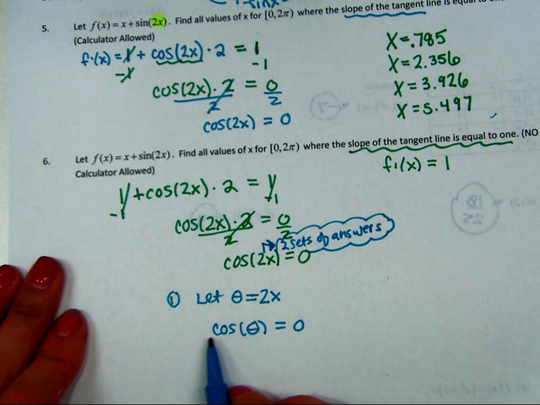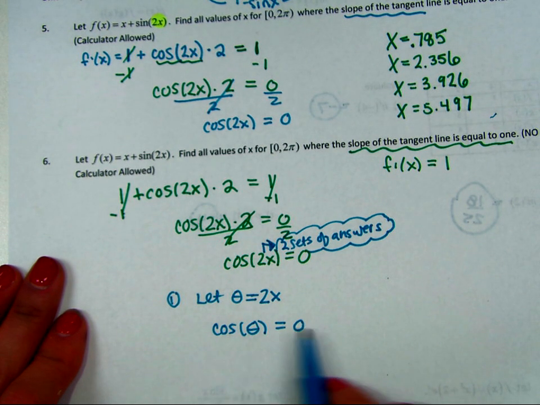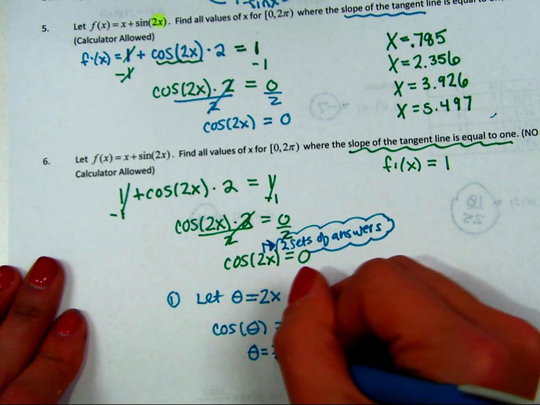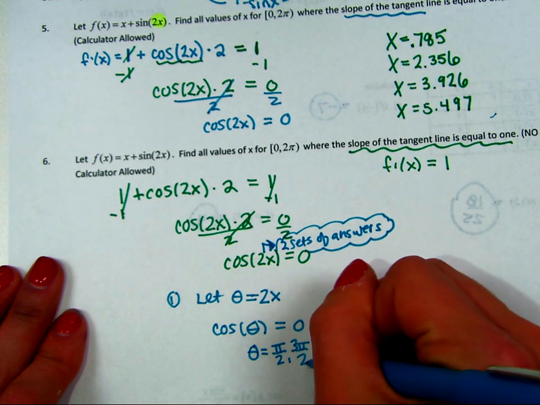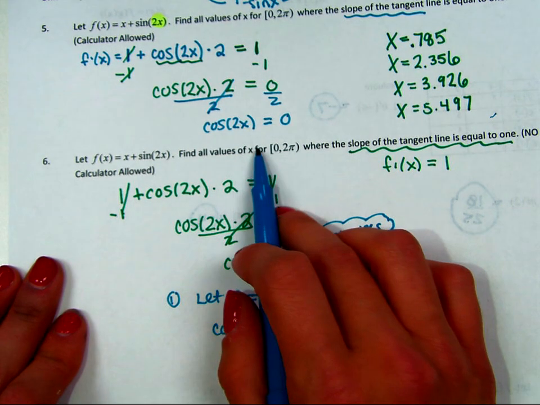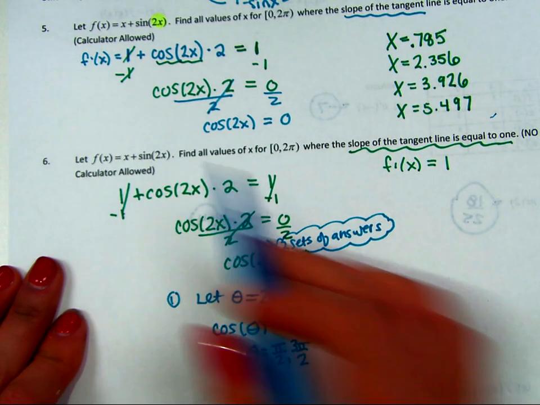Just where is your cosine, or your x value, 0? We should know that. Where is your cosine 0? It's at pi over 2 and 3 pi over 2. And again, those are not answers. If we're trying to figure out values of x, there were no thetas in the problem.